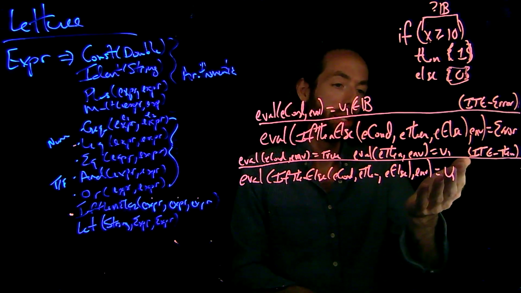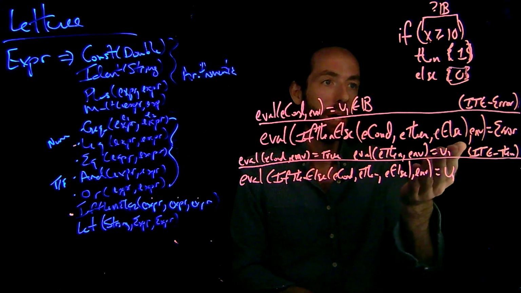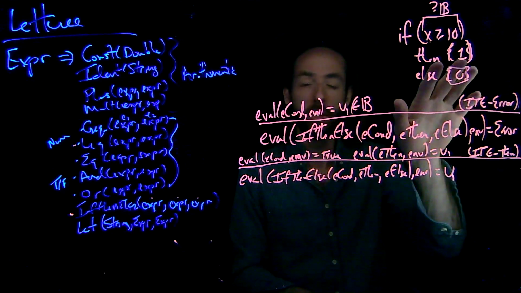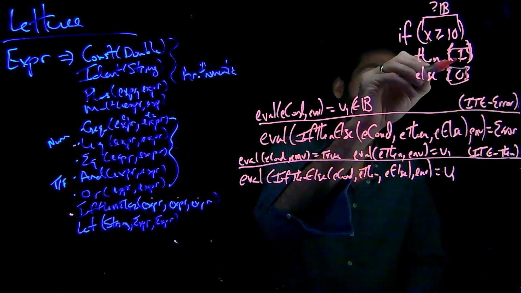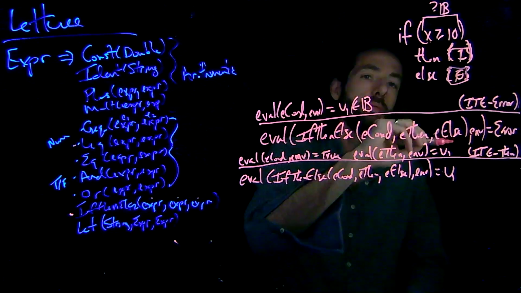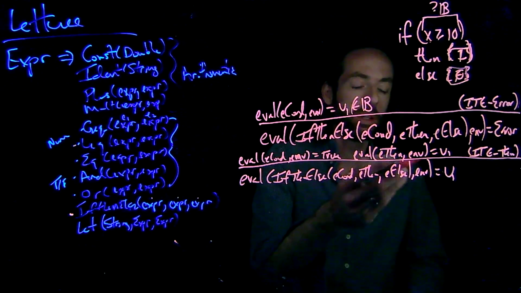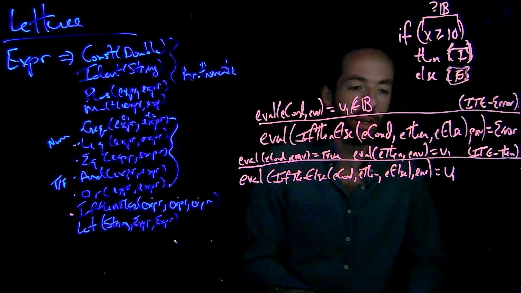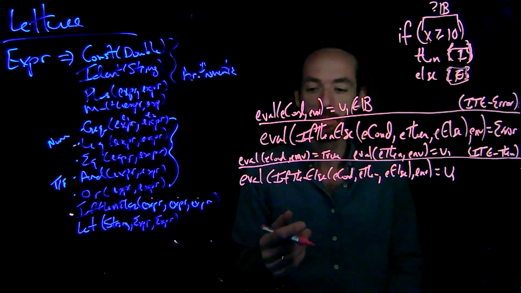Because v1 could be an error, and then we'll just propagate the error further back up. I never said that the block of code has to return a number. It could be true and false, and that's a totally legitimate if-then-else statement. So v1 could be a number, it could be a Boolean, it could be an error message. It doesn't matter. We're just going to calculate what happens in that then branch.